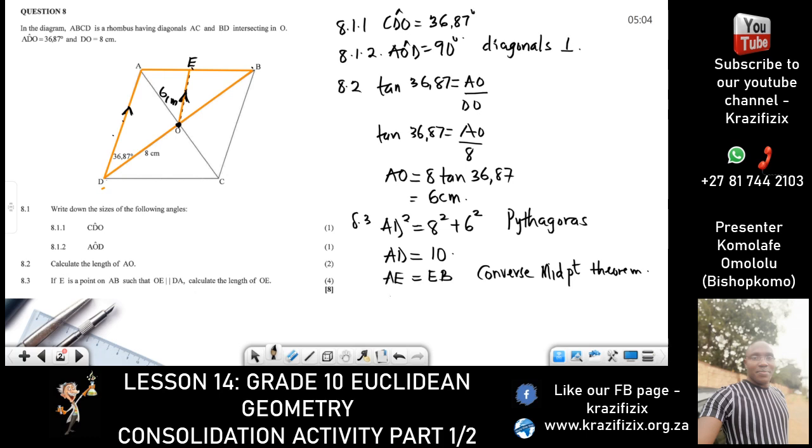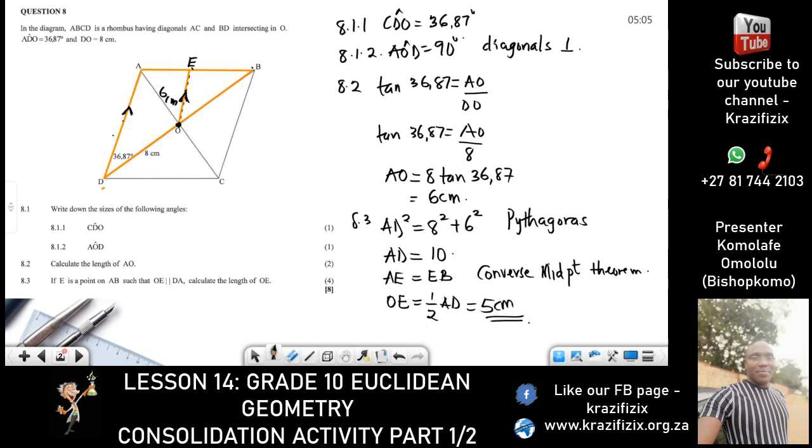Then OE, that's what we're looking for. OE is going to be half of AD. And OE will be 5 centimeters. Let's just write that on the side.